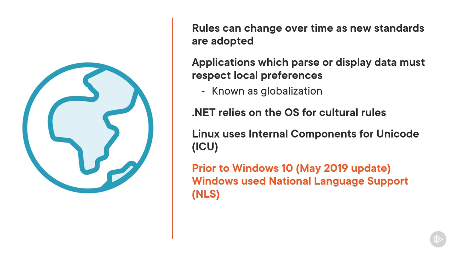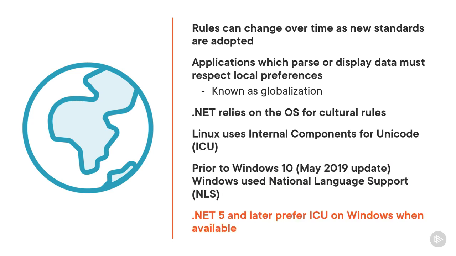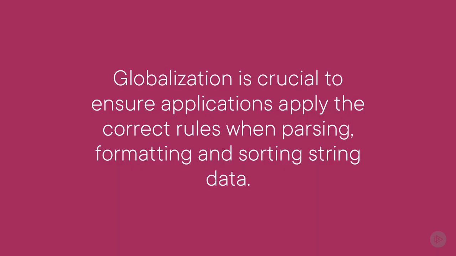However, since the Windows 10 May 2019 update, Windows now ships with an ICU DLL. From .NET 5 onwards, the .NET globalization support prefers the ICU library on Windows if it's present. This ensures consistent globalization behavior regardless of the runtime operating system. Globalization data is crucial to ensure that applications correctly apply the appropriate rules when parsing, formatting, and sorting data.